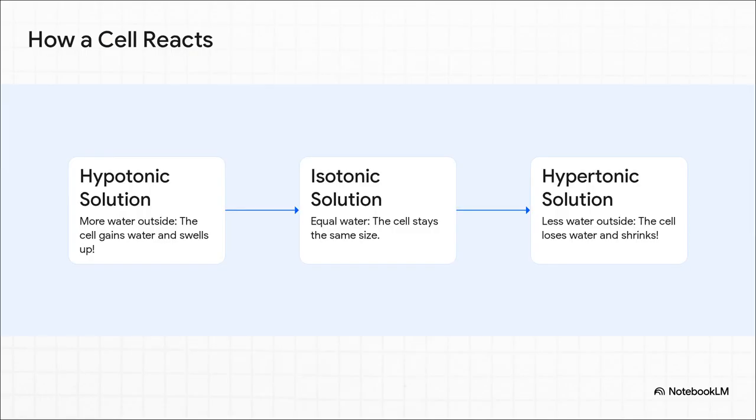Now, what happens to the cell depends on how much water is outside of it. There are 3 possibilities. 1, a hypotonic solution. This means there's more water outside, so water rushes in, and the cell swells up like a balloon. 2, an isotonic solution. Here, the water is balanced, inside and out. So the cell is happy, its size stays the same.